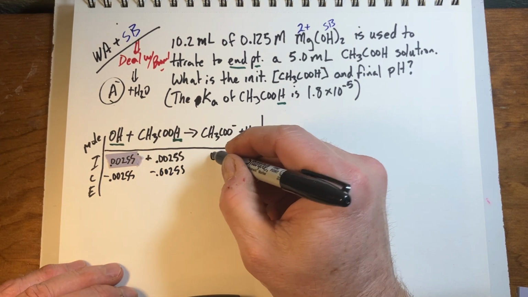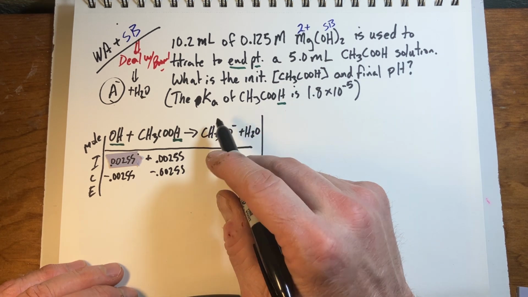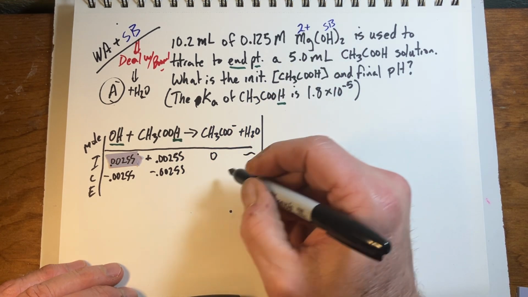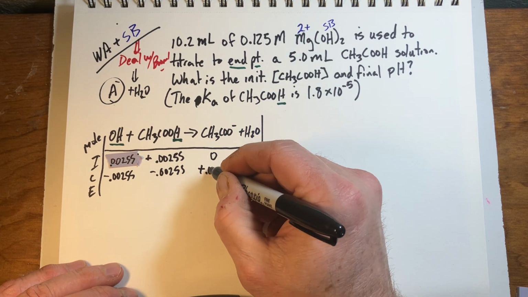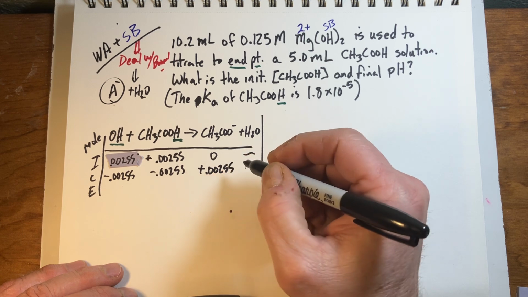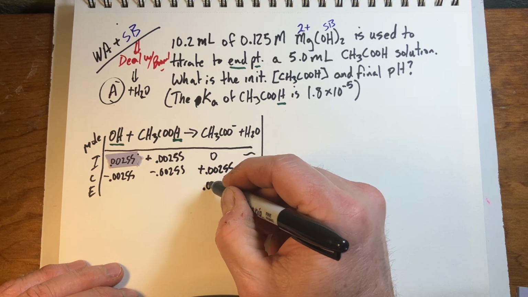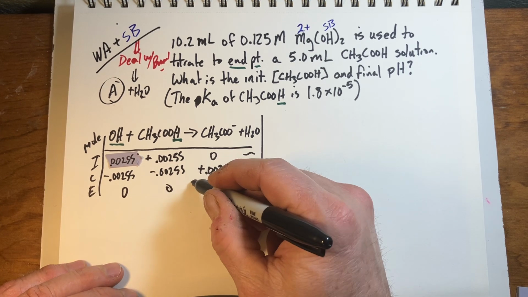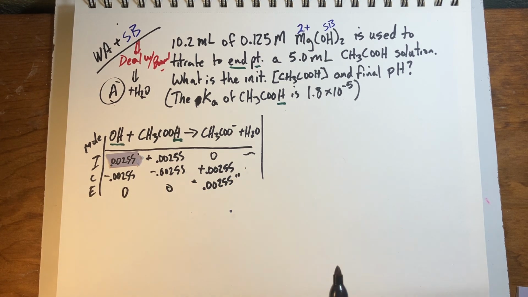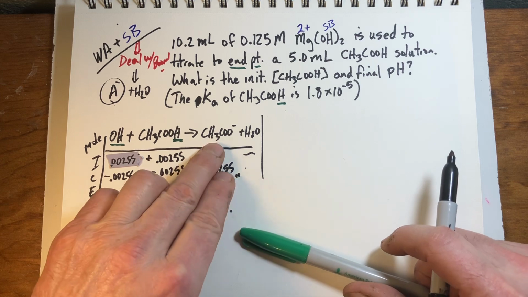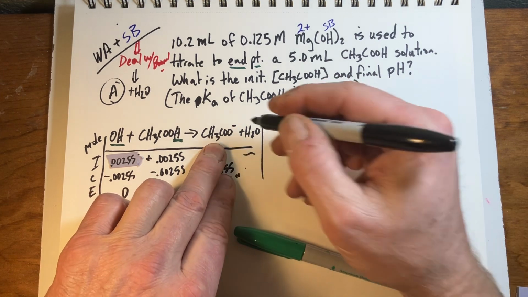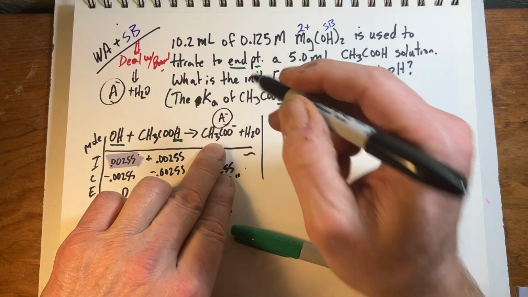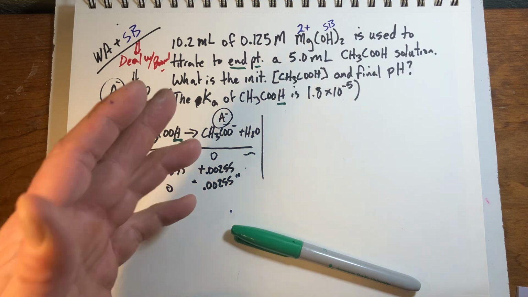We had 0 amount of the conjugate base because there wasn't any in the solution, and we don't care about the water, and we'd say plus 0.00255. And in the end, what I'm going to focus in on is this right here, because that's all I got left in solution: 0.00255 moles of acetate anion that we kind of represented as our A minus.